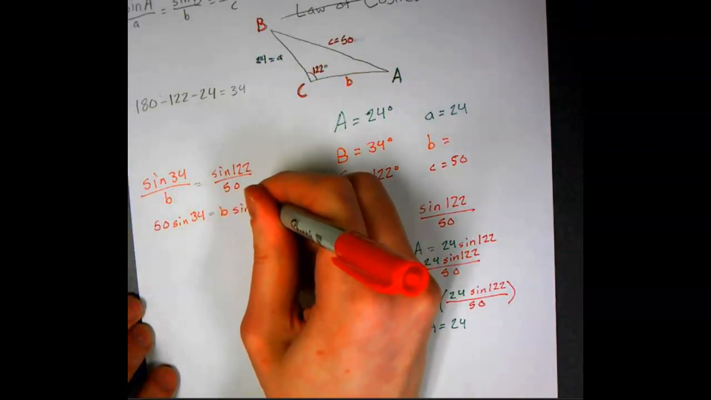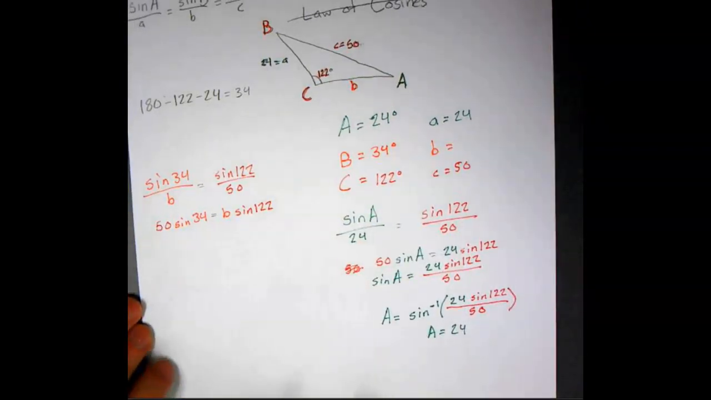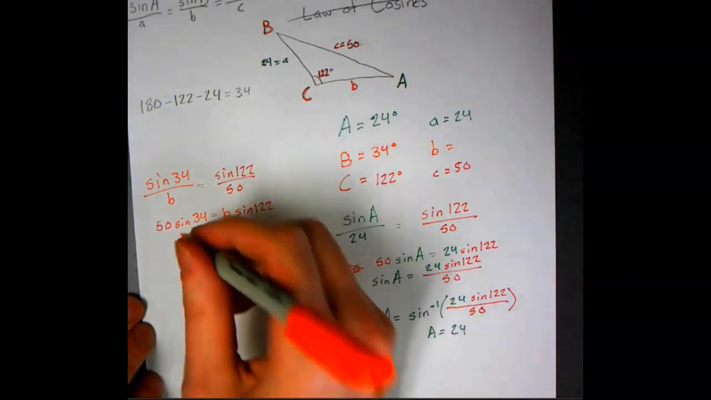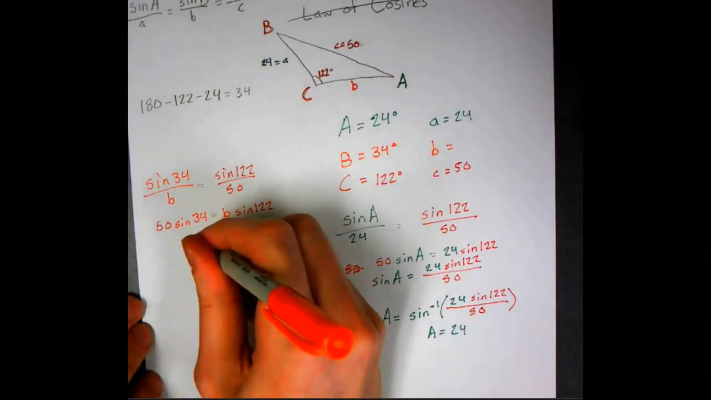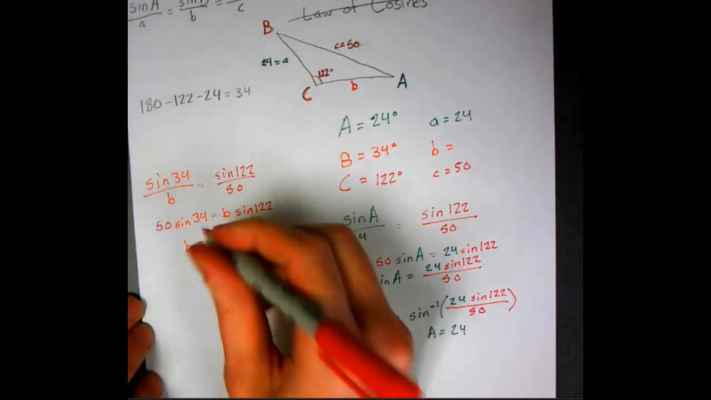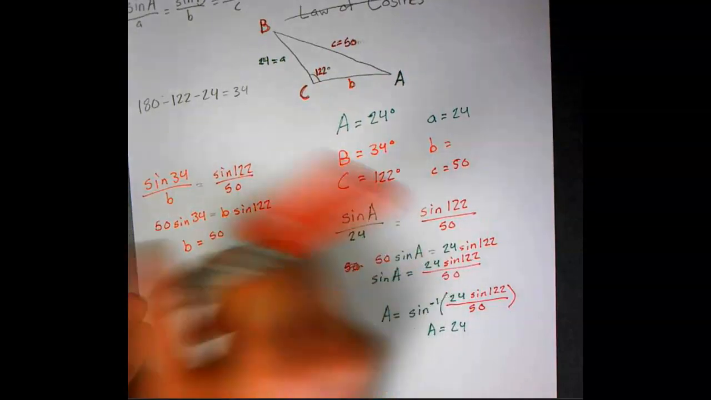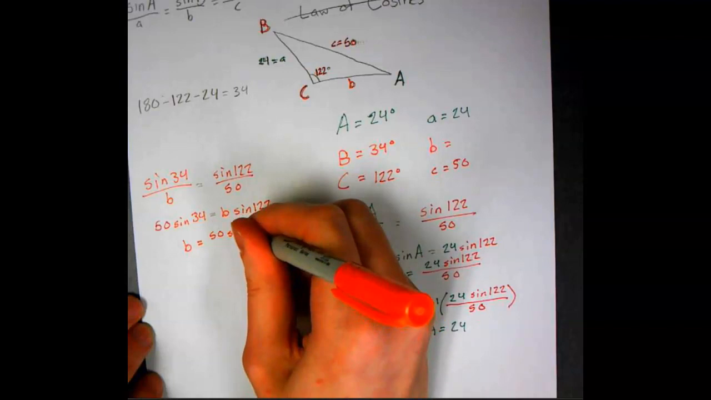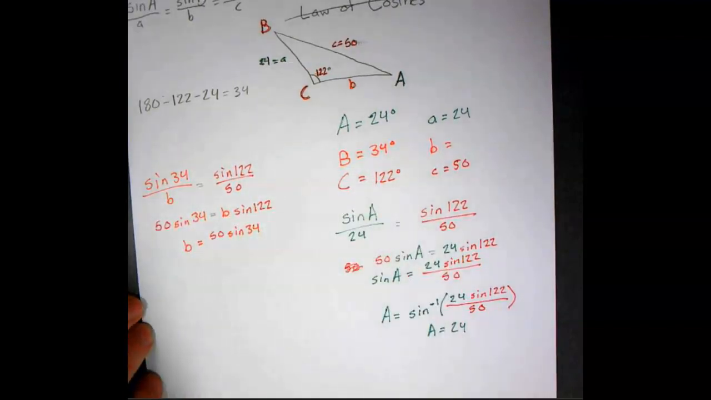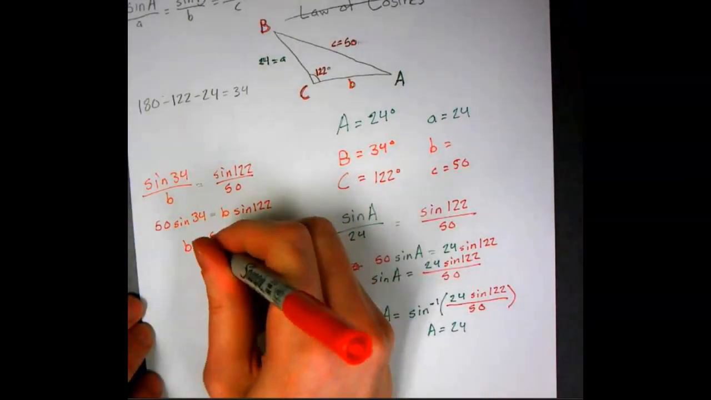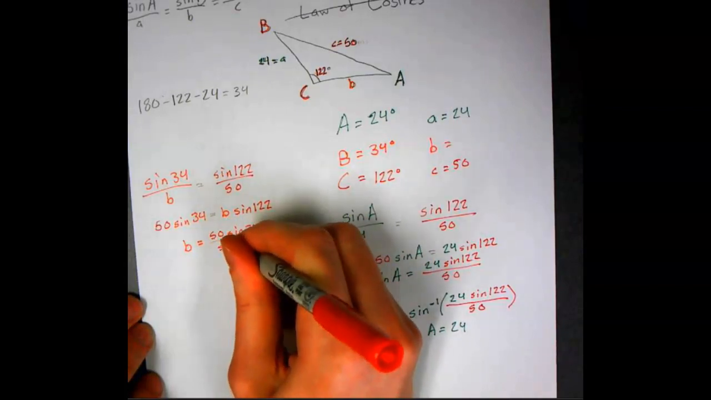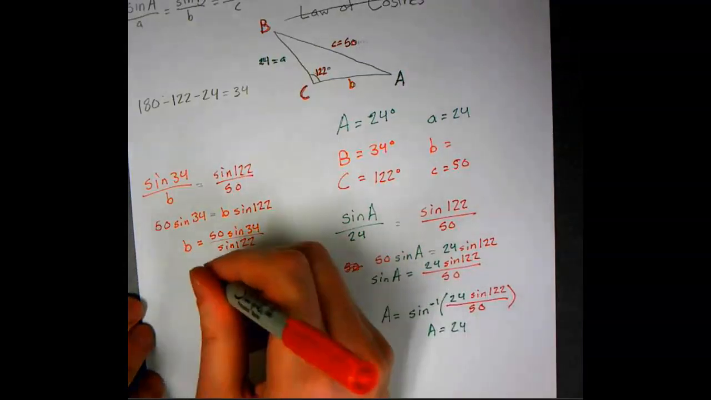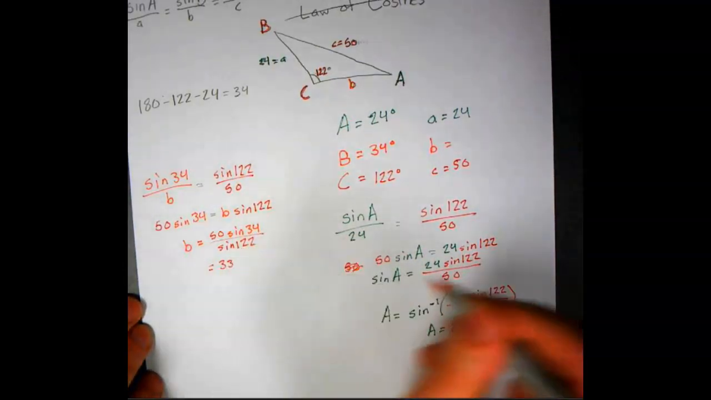sine 122. We need to get B by itself, so we are going to divide by sine 122. So we'll have B equals 50 sine 34 over sine 122. We'll plug that into our calculator, and it should spit out something like 33.